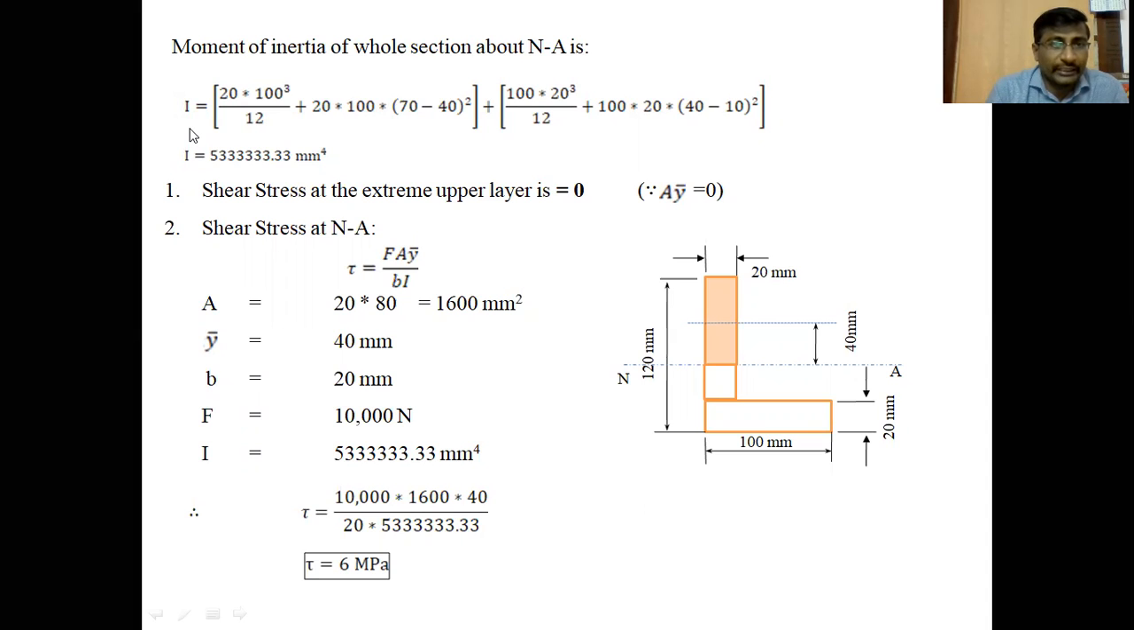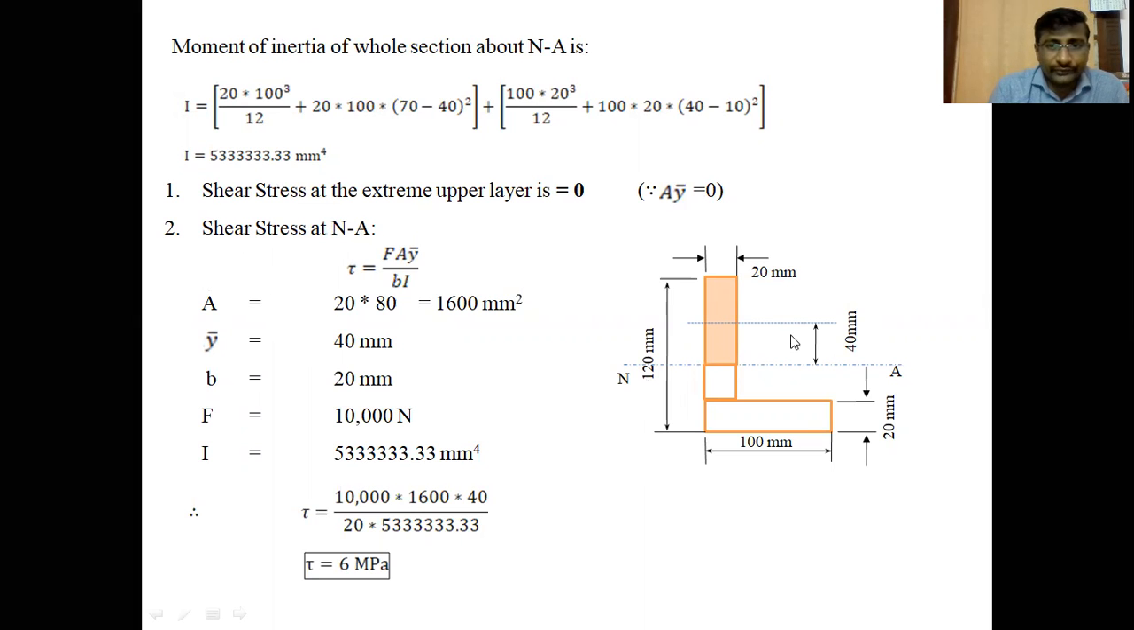So 533.33 mm to the power 4 is the moment of inertia of the whole section about the neutral axis. Once again, go through this formula and try to solve this moment of inertia for the whole section about the neutral axis. Then, after finding it, you should find the shear stresses at different locations. First, the shear stress at the extreme upper layer is 0, because there is no A y bar at the extreme upper layer. A y bar is 0, so the shear stress is also 0.